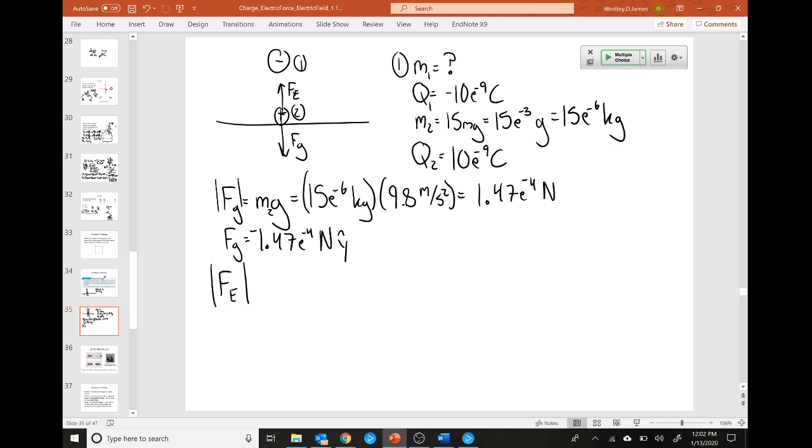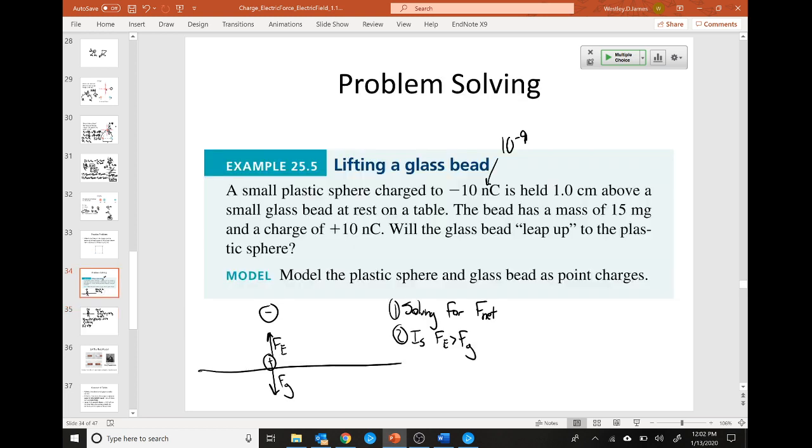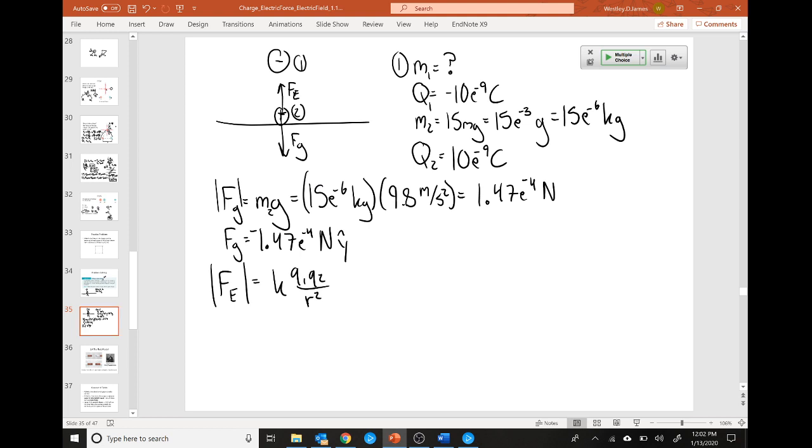So that's done. Next thing, force due to electric field is going to be k Q1 Q2 over r squared. So, 1 centimeter. Forgot to put that in my notes. So, distance equals 1 centimeter equals 0.01 meters. So we needed that here, so it reminded me I needed to put that there. So 9 e to the 9 times 10. And I'm just going to put the magnitudes of the charges here, and I'll tell you why.